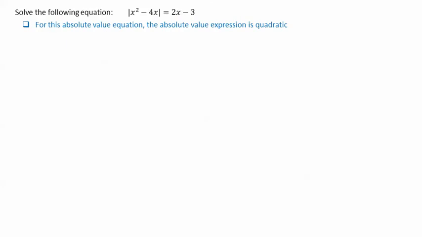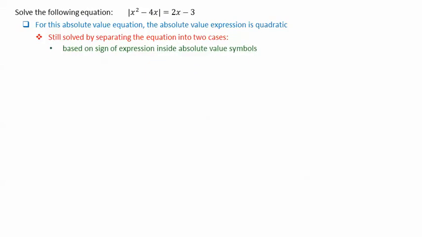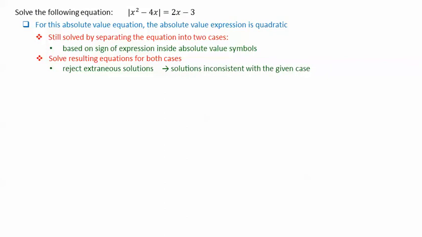For this absolute value equation, the absolute value expression is quadratic. We still solve it by separating the equation into two cases. These cases are based on the sign of the expression inside the absolute value symbols. We then solve the resulting equations for both cases, remembering to reject extraneous solutions. These correspond to solutions that are inconsistent with the given case being solved for.